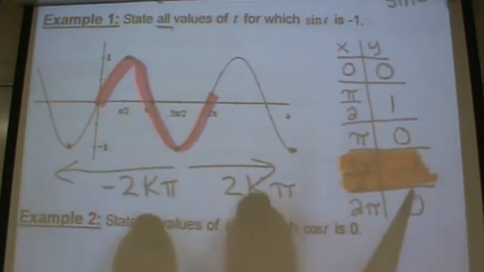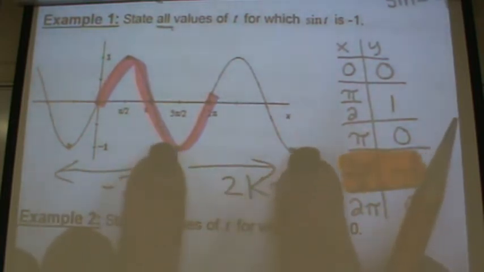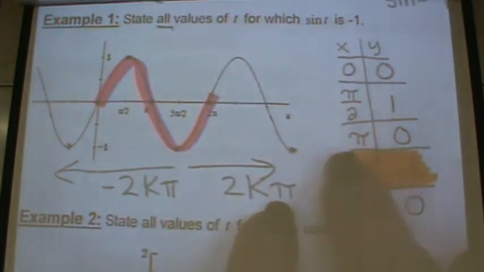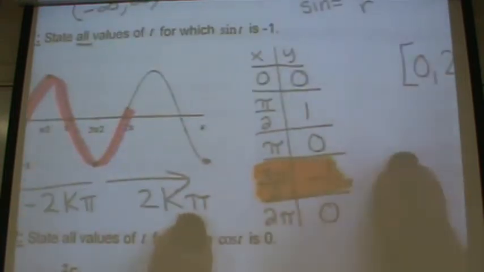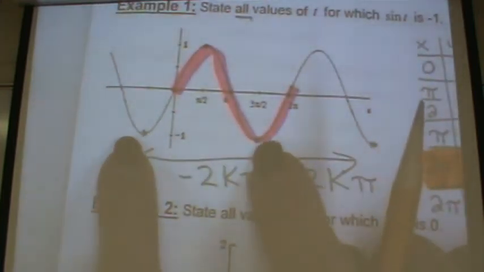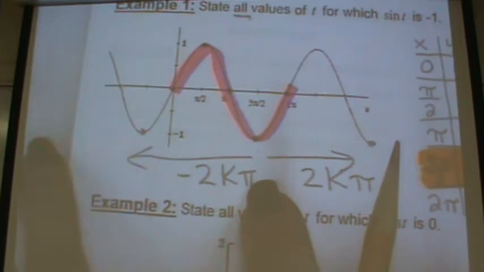What's k? K is the number of times. So this would be one more time, 2 times 1 pi. And then over here would be 2 times 2 pi. And then 2 times 3 pi. And then 2 times 4 pi. And then going backwards, negative 2 times 1 pi. And you're going to keep going.